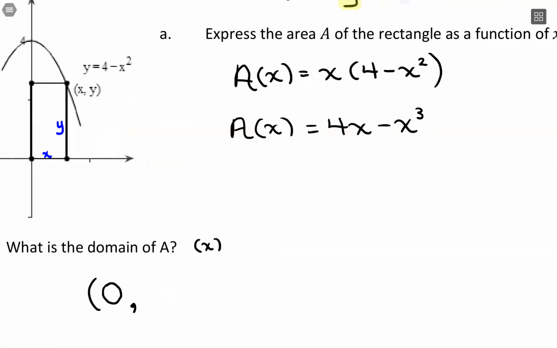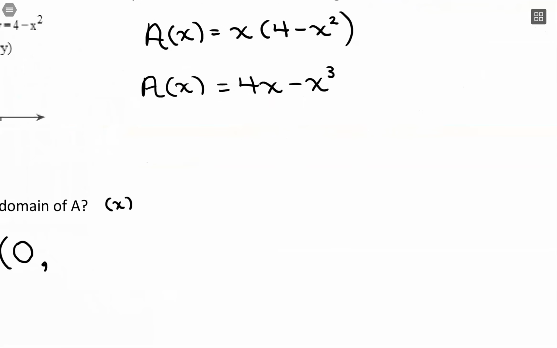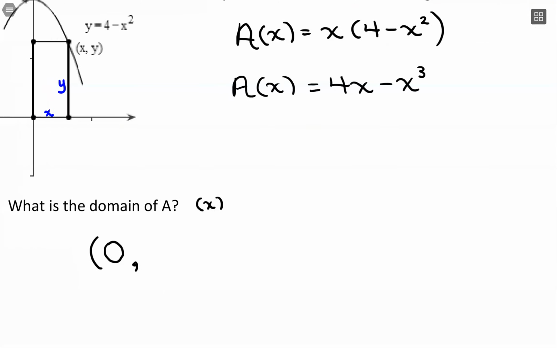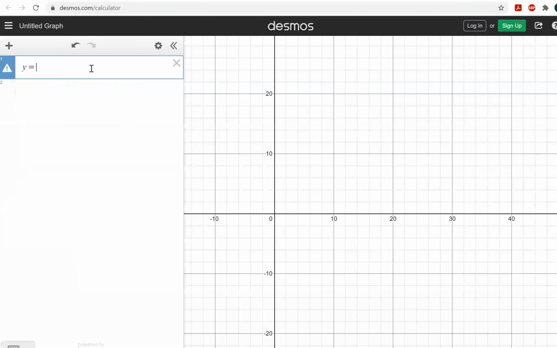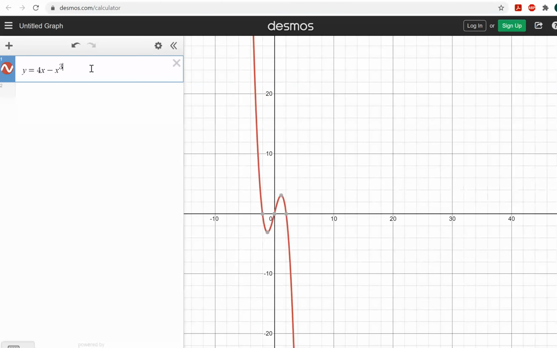So we could do this a few ways. I'll show you both ways, algebraically and with the graphing calculator. The graphing calculator will be fast because we're just going to graph this 4x minus x cubed. So we're going to graph our function that shows area.